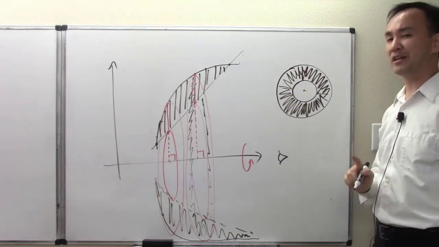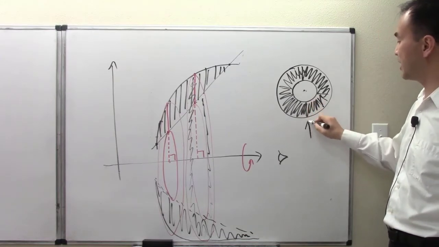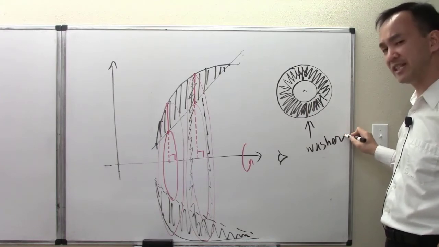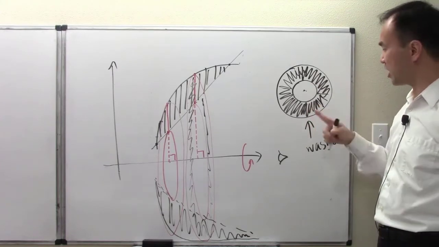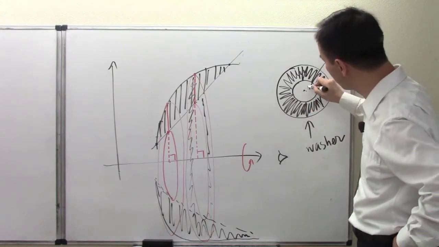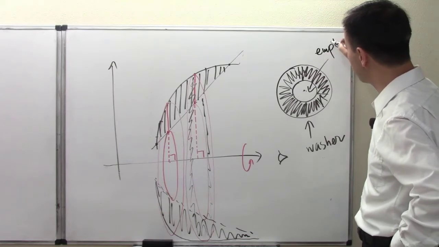So this picture creates for us what's called, in common terms, a washer. Instead of a disc in front of us, now there's a washer. The inside space right here is actually empty. This space right here where my arrow is pointing, that's empty.